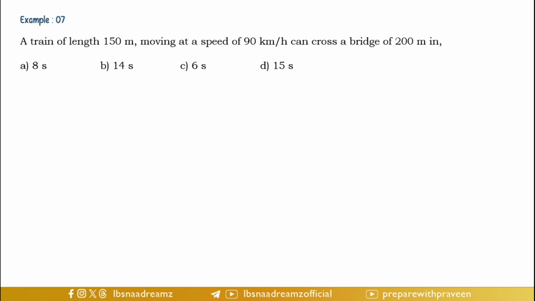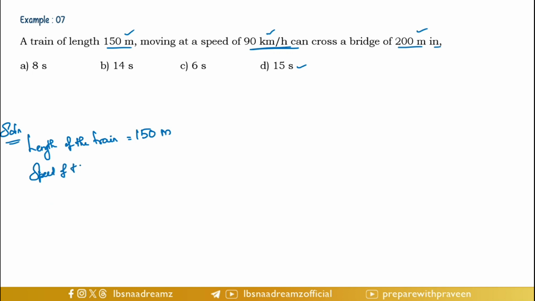Let us see the example. A train of length 150 meter moving at a speed of 90 km per hour can cross a bridge of 200 meter in, you have to find the time. Okay, so see the question. They have given meter, kilometer per hour, meter and seconds. So you have to convert this 90 km per hour to meter per second. So let us solve this question. Length of the train is equal to 150 meter. Speed of the train is equal to 90 km per hour.